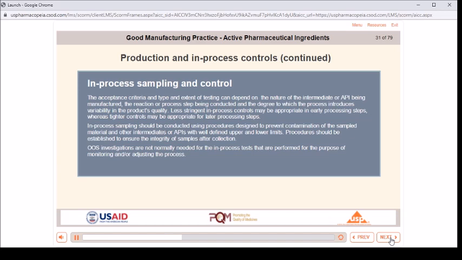Less stringent in-process controls may be appropriate in early processing steps, whereas tighter controls may be appropriate for later processing steps. In-process sampling should be conducted using procedures designed to prevent contamination of the sampled material and other intermediates or APIs, with well-defined upper and lower limits. Procedures should be established to ensure the integrity of samples after collection. OOS investigations are not normally needed for the in-process tests that are performed for the purpose of monitoring and/or adjusting the process.